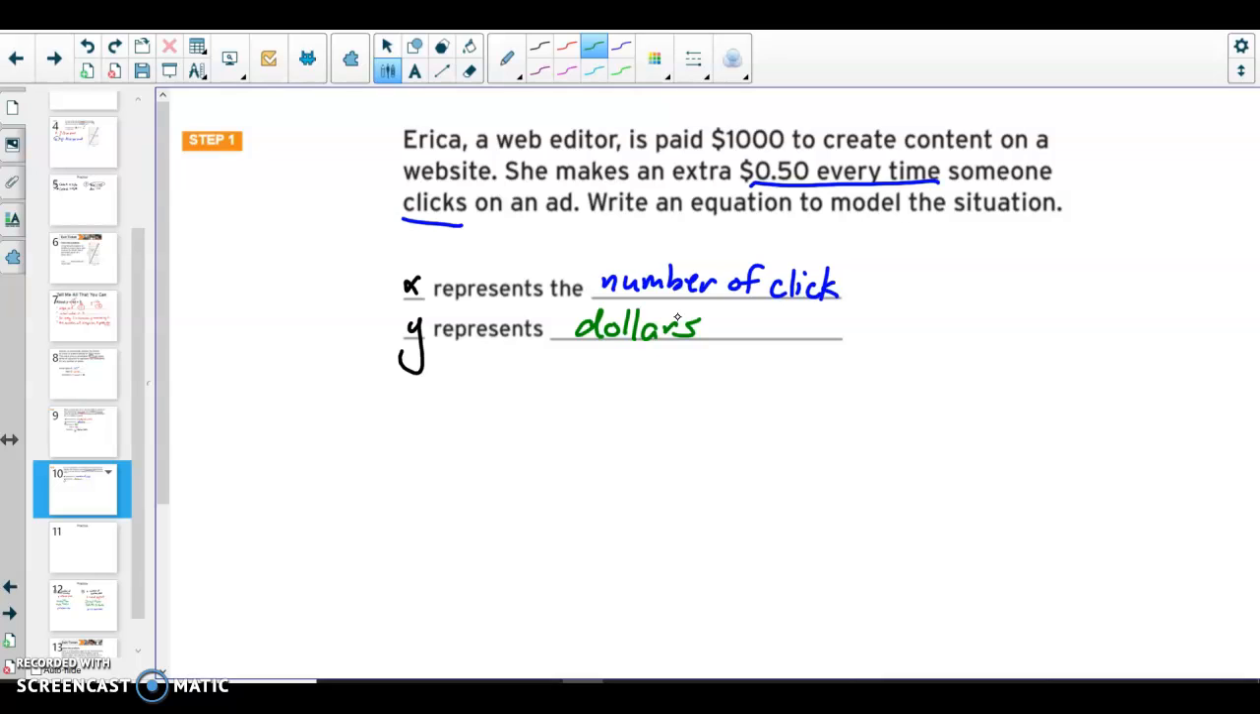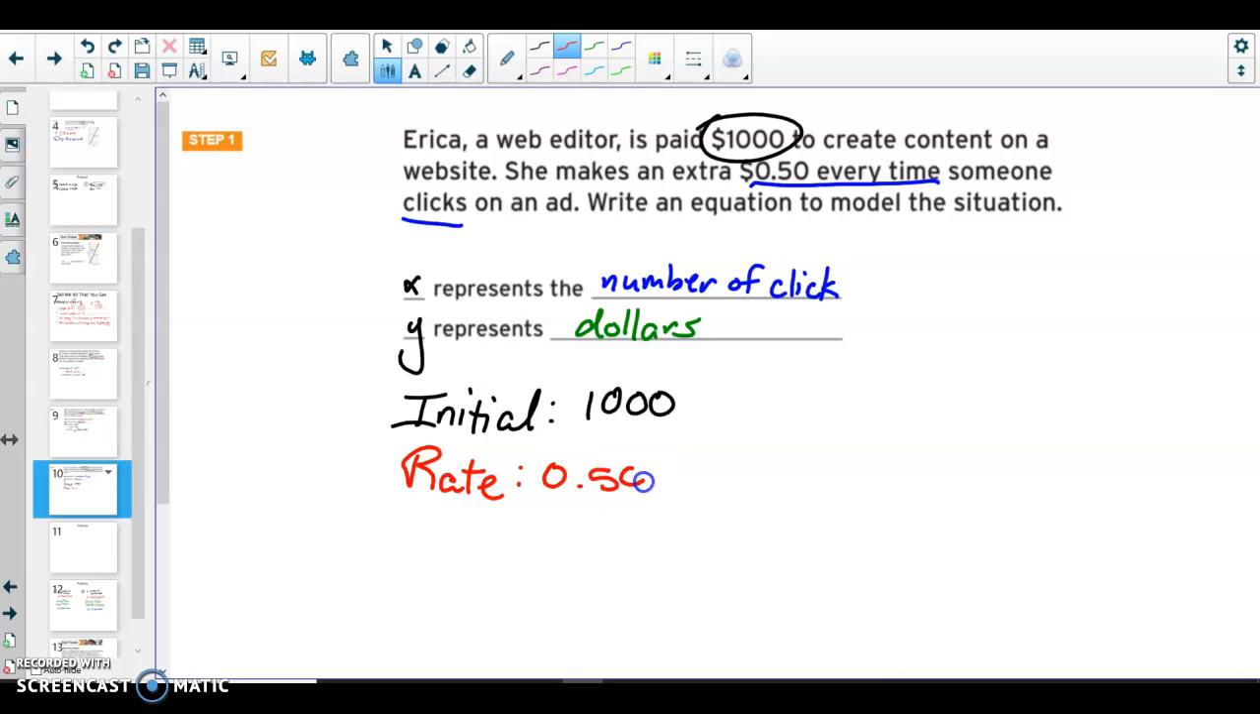Once we've got that, we've got to answer for our initial value. How much do we start off with? Well, Erica gets paid $1,000. Regardless, if nobody clicks on her stuff ever, she's still made out with $1,000. It seems like a bad way to spend money if nobody's going to click on your ad. But we're assuming she's good at her job and lots of people are going to click on her ad. So our rate is going to be that every number, which is 0.50, 50 cents.